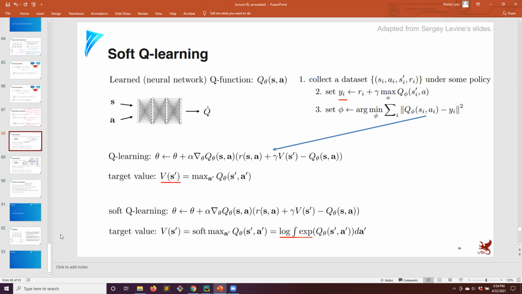So for this hard version, it seems to me we just select the best action that can maximize this Q function, right? And then we use that to define the value function for the S prime state. For the softmax, do you mean that we assign a soft probability to different actions? And then this V(S prime) is going to be a weighted combination of that Q function?